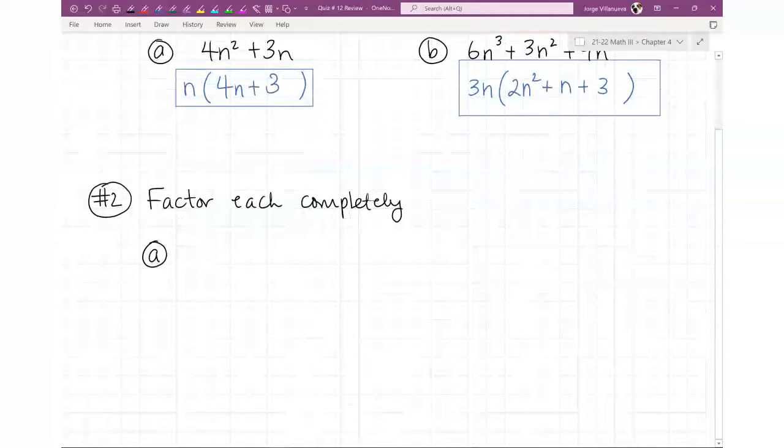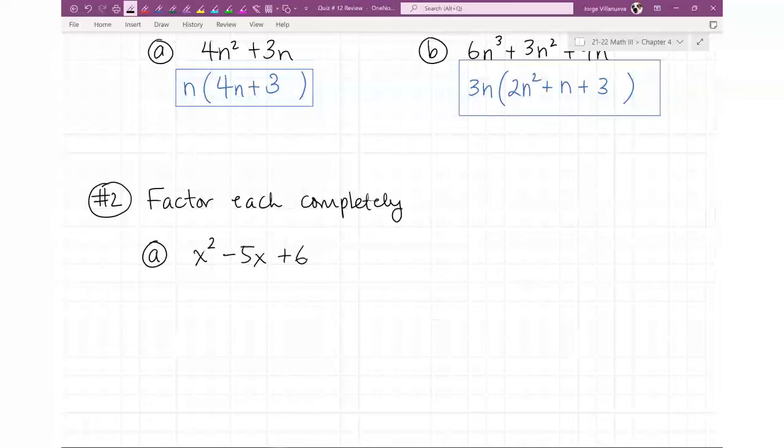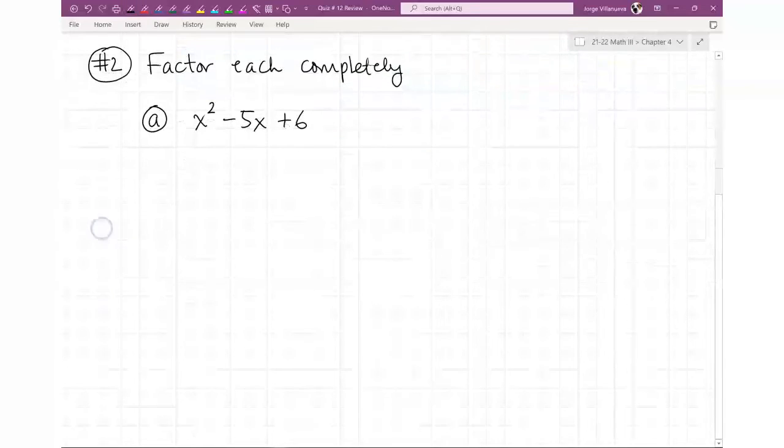All right, so in this case, let's see. Trying to think of something here. Let's use x for now. x squared minus 5x plus 6. Okay, so this would be what you can consider like an easier type of trinomial. Okay, so x squared minus 5x plus 6.